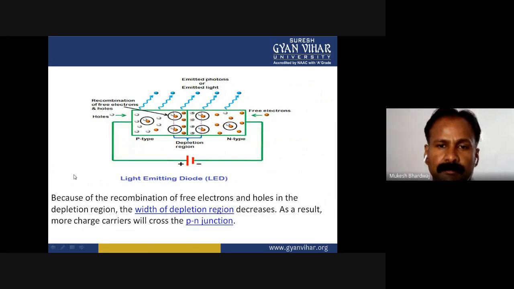So, this is a pictorial representation of a light emitting diode. When you forward bias the LED, the recombination of holes and electrons takes place, and energy is emitted in the form of light. The blue rays shown are the emitted photons or emitted light. Because of the recombination of free electrons and holes in the depletion region, the width of the depletion region decreases. As a result, more charge carriers will cross the PN junction.